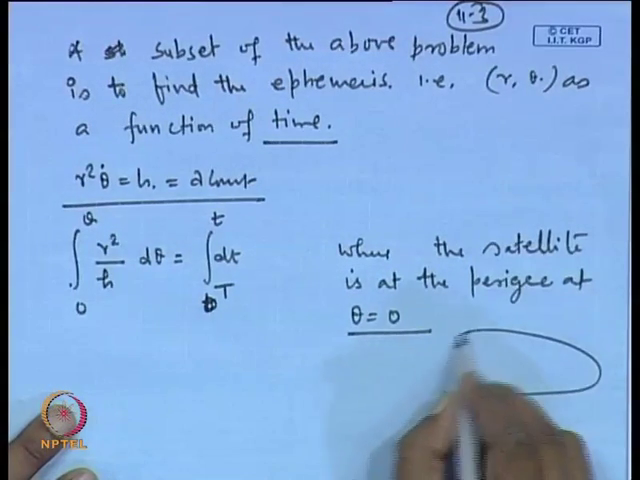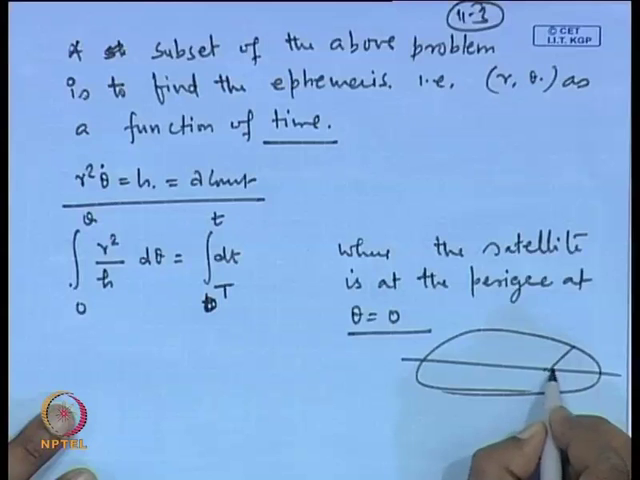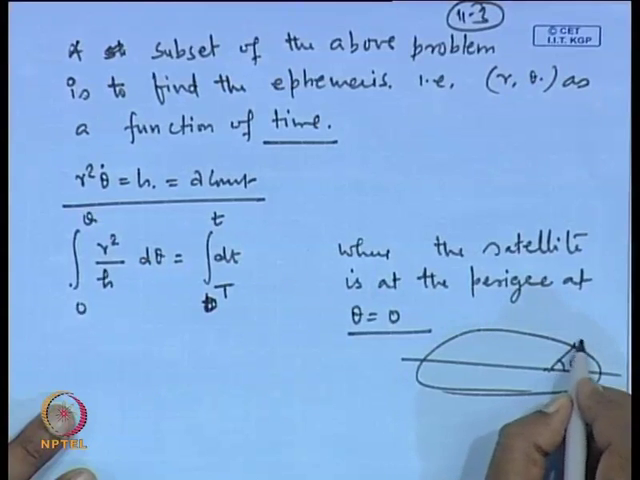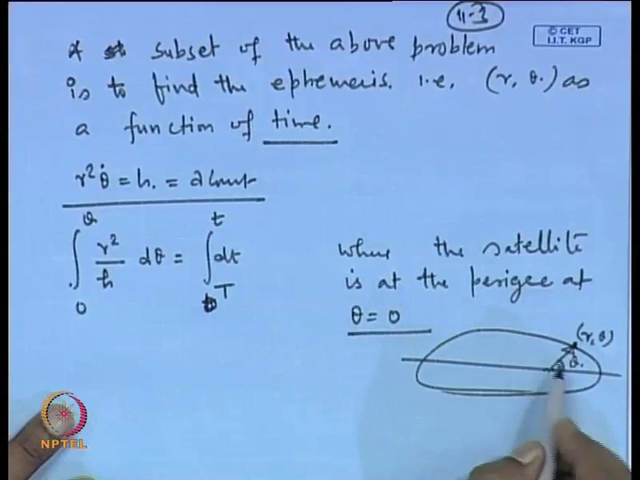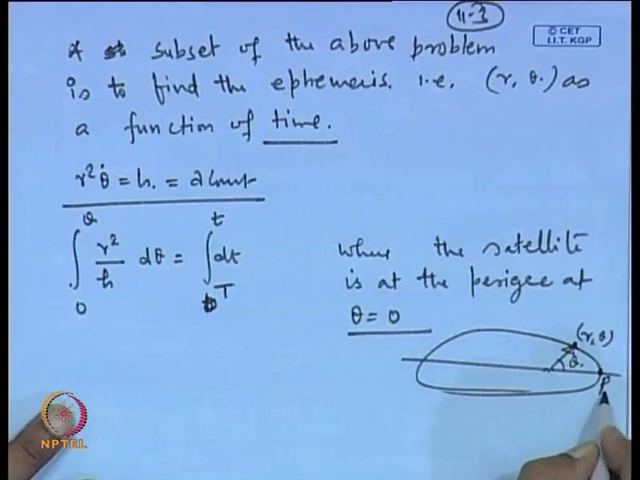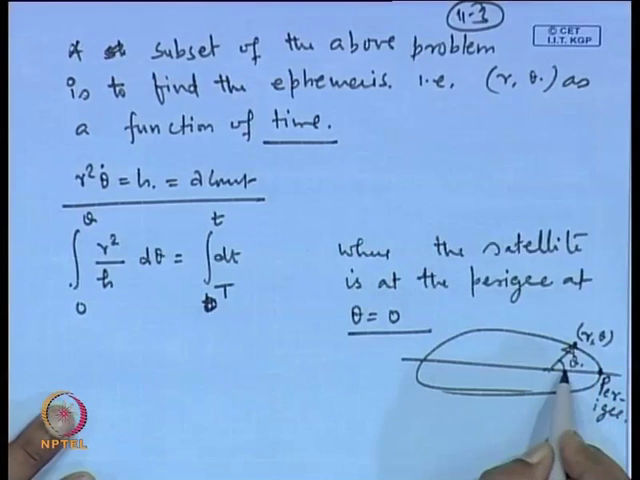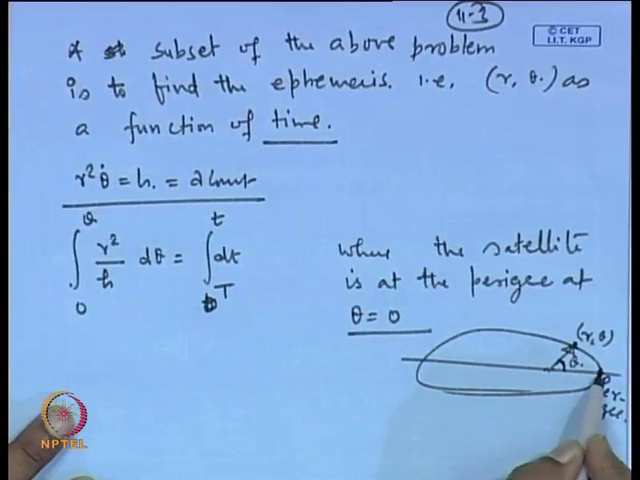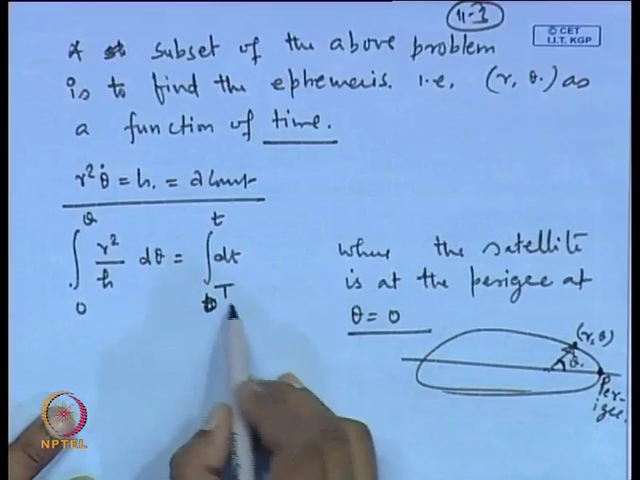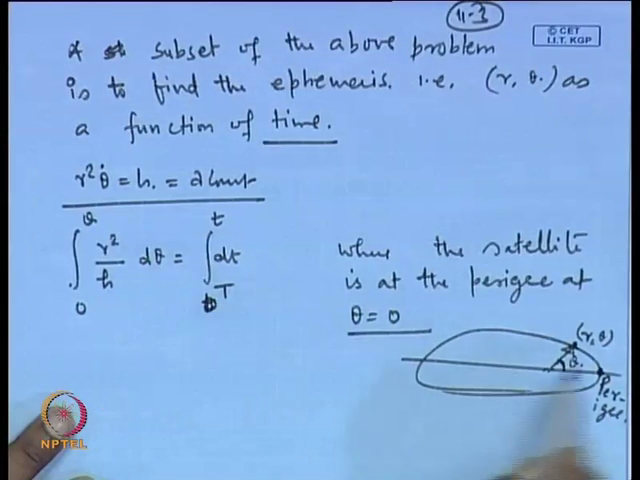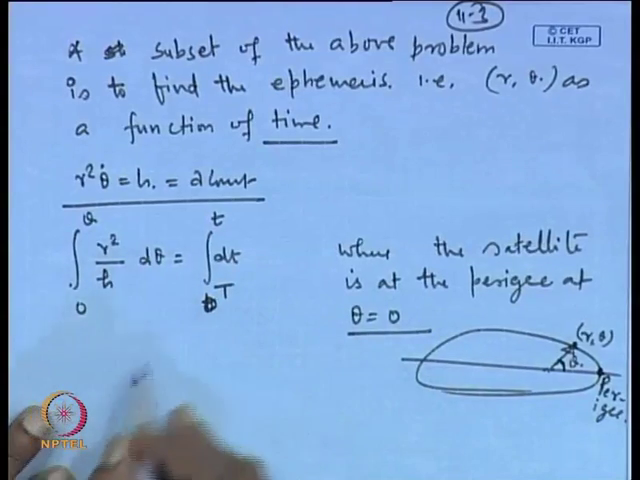So this is theta, and the coordinate of this point is r, theta. This point is the perigee point. We are measuring theta from this place, and t is also being measured from this place. If we write this point as capital T, or we can put it equal to 0 here if we count time from this place. So we solve this equation.